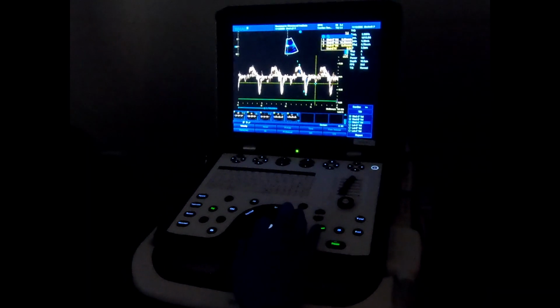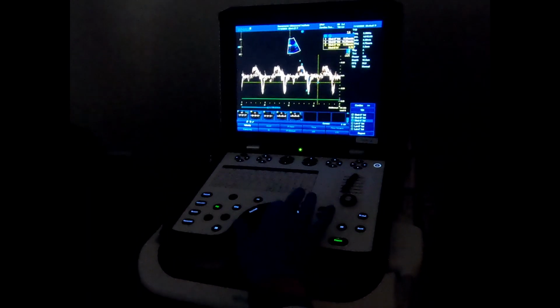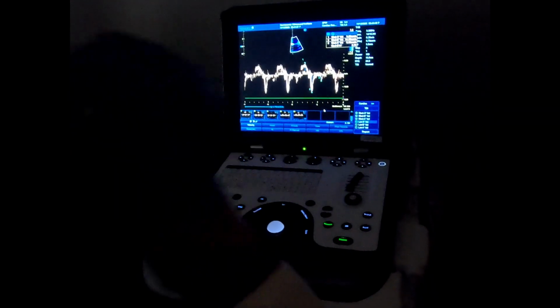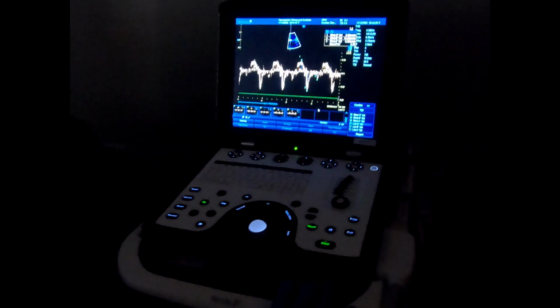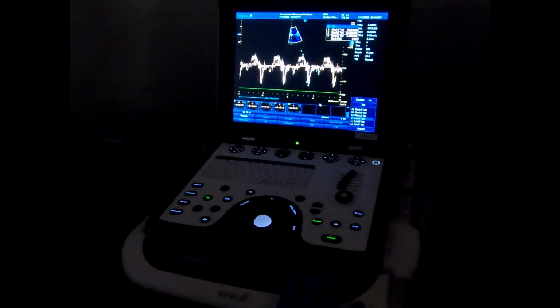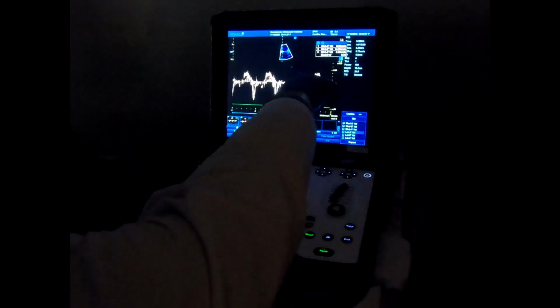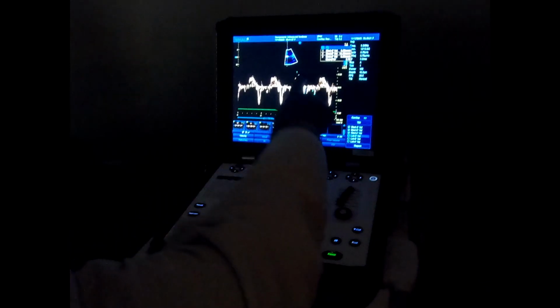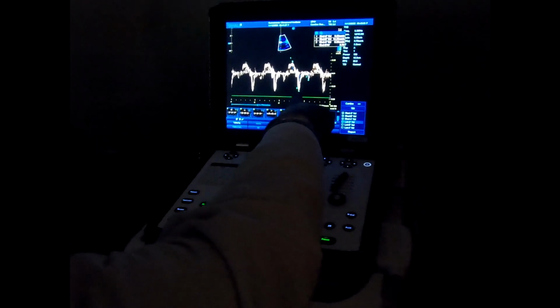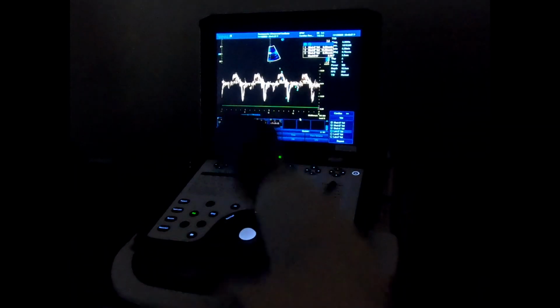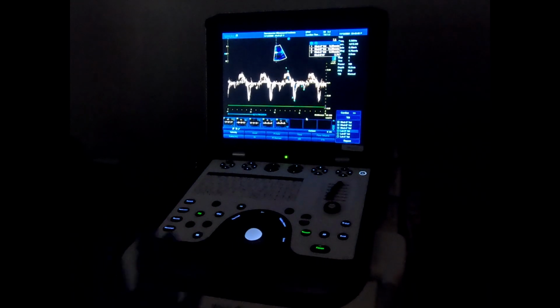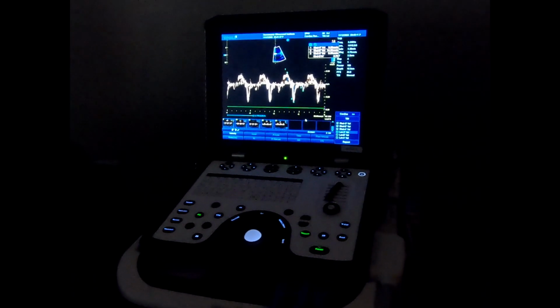You don't need to measure, but if you want to just fulfill the requirement, you have these 3 measurements. You can go and label S prime. You don't need to label S1, S2, just S prime. And then you have E prime and A prime. You have 3 velocities, and all of them show that there is normal systolic and normal diastolic function based on the medial annulus of the mitral valve.